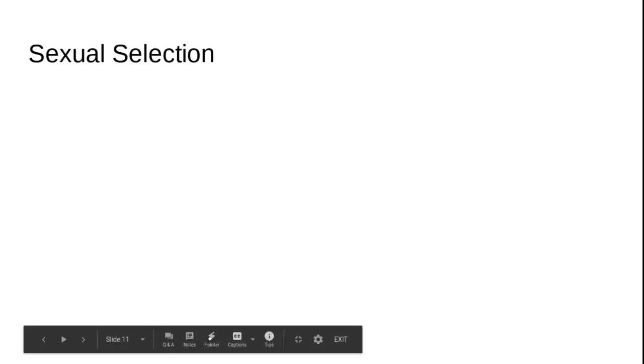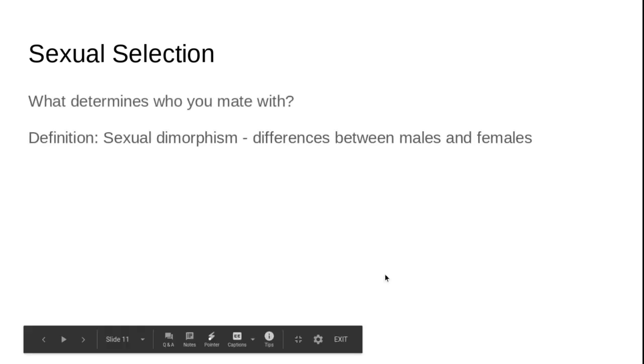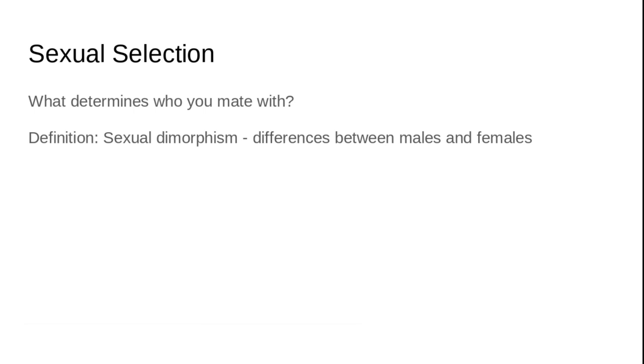Which leads us to sexual selection. How do we choose our mate? First of all, we need to understand that there's sexual dimorphism. That's the differences between the males and the females. When I think of sexual dimorphism, I think of mallard ducks. The females have the natural tones, the browns and the cream colored, whereas the males have those beautiful, showy colored feathers. When we get into sexual selection, there's two types that you need to know.